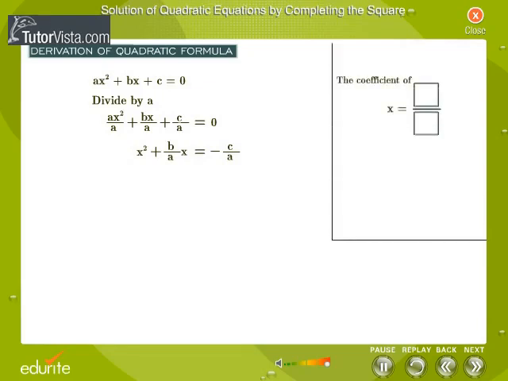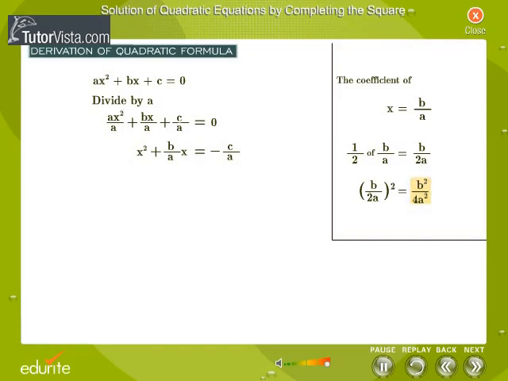Now find the coefficient of x. Key in your answers. We take half the coefficient of x, that is b by 2a. We square b by 2a to get b by 2a the whole squared, which is equal to b squared by 4a squared.